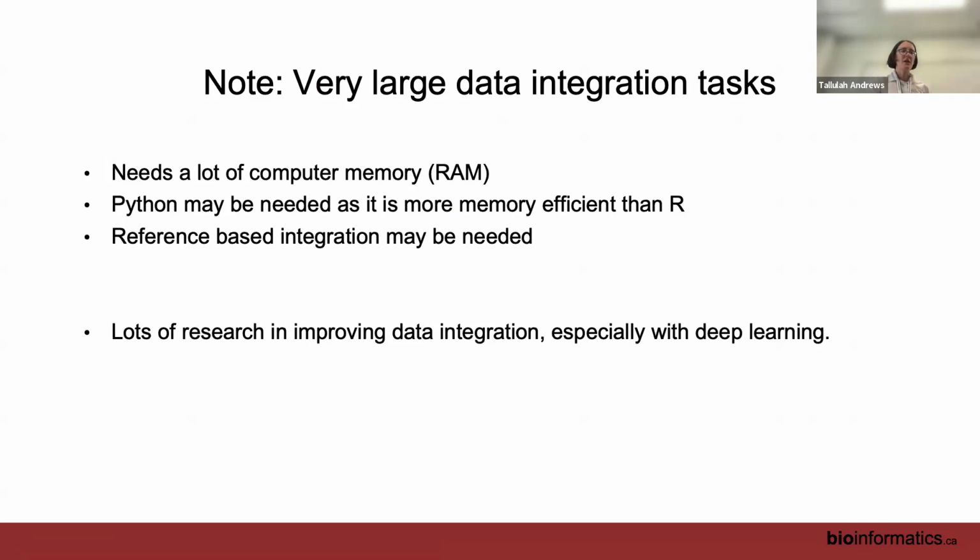Yeah, so then we have a note on very large data integration tasks. So you need a lot of RAM to run data integration. You may need to use Python if you're working with large data sets, as it's much more efficient than R. And there's lots of research ongoing to improve integration, especially with deep learning, because AI will save the world and is the best thing for everything ever. Of course. I'm not biased.